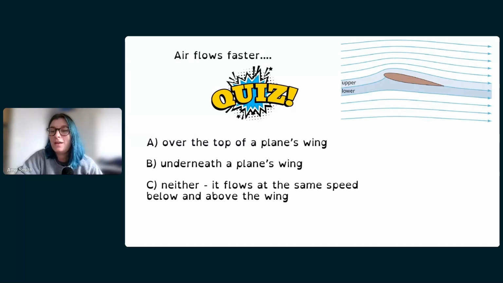Okay, 10 seconds, and then we will reveal the answer if you haven't voted already, and we will start looking at making our model aerofoil.